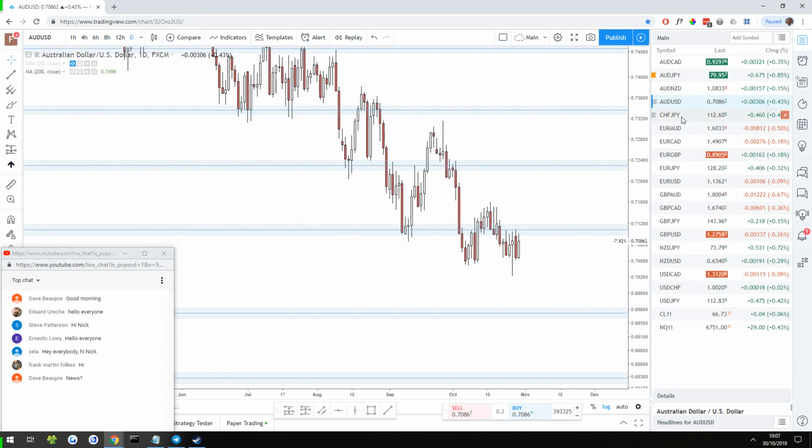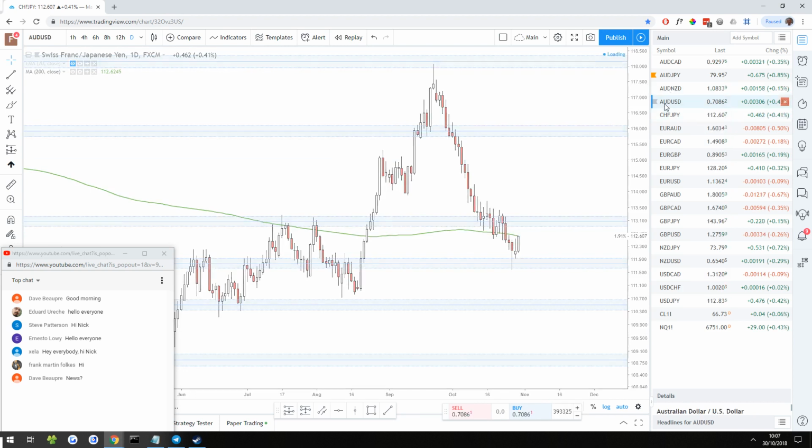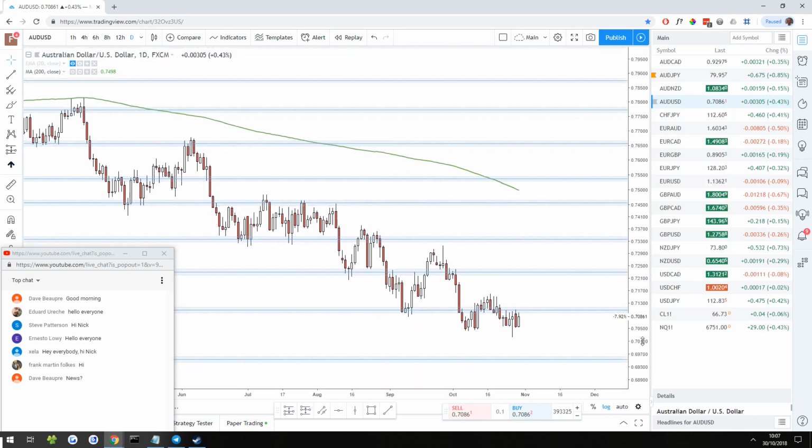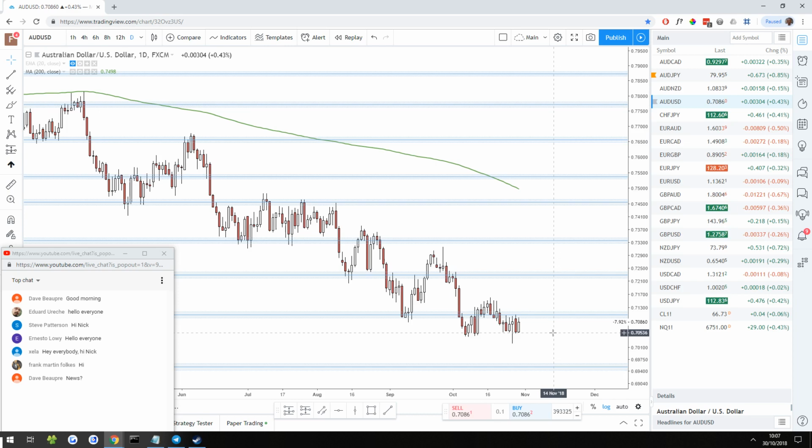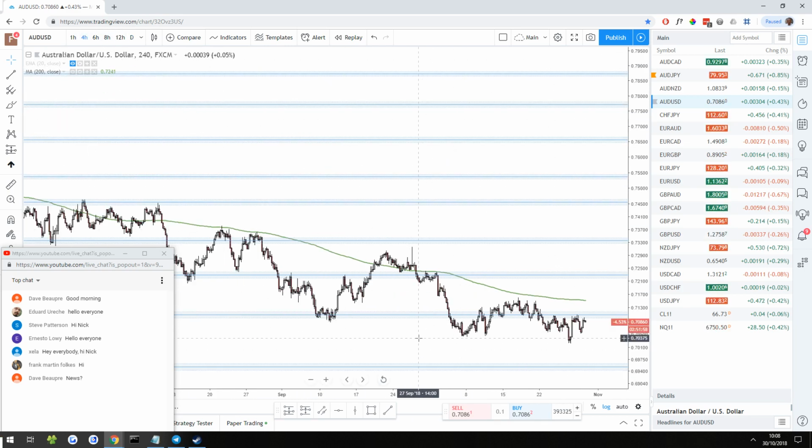AUD/USD is just doing what it's been doing for a while now, just that kind of sideways movement. Not really giving us much in terms of good setups.